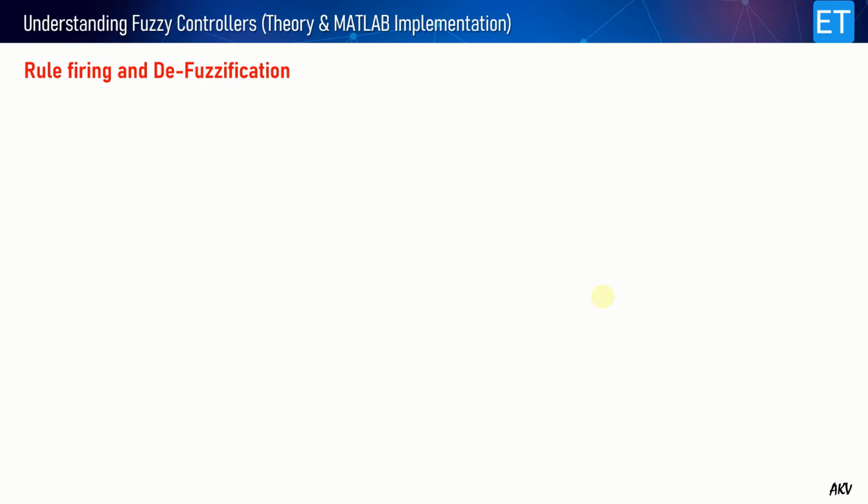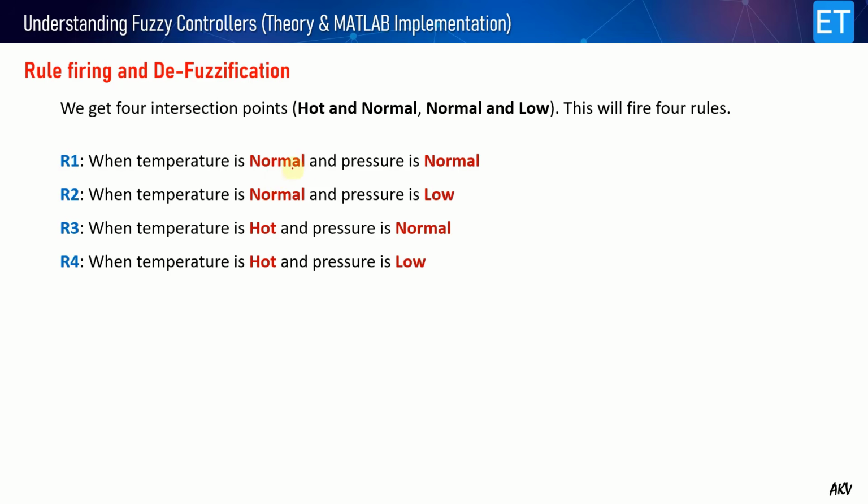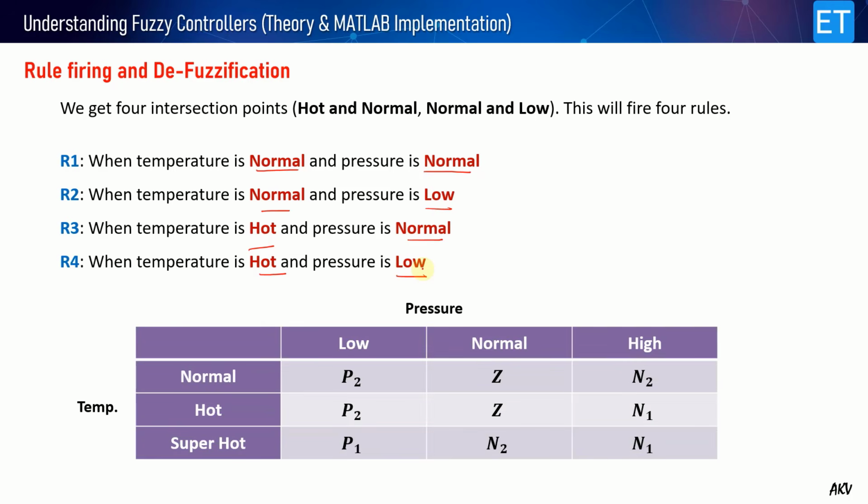So I have written all these four rules: when temperature is normal and pressure is normal, when temperature is normal and pressure is low, temperature is hot and pressure is normal, and temperature is hot and pressure is low. So what will happen? What will be the output action? Just recall that table. So we'll take rule 1. When temperature is normal and pressure is also normal, then obviously the rule fired is this.